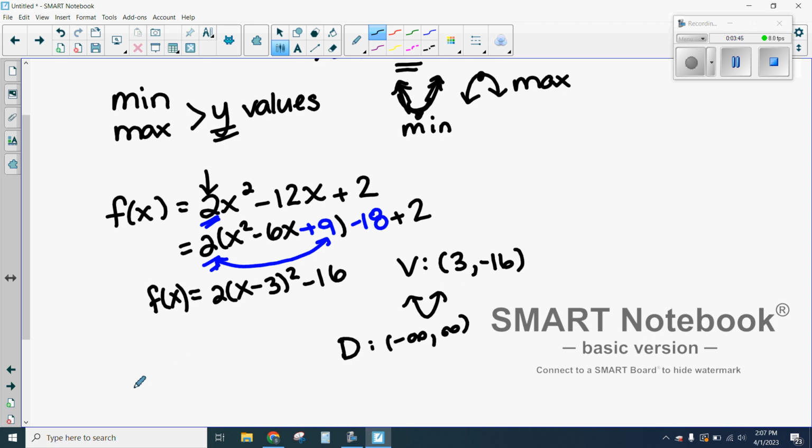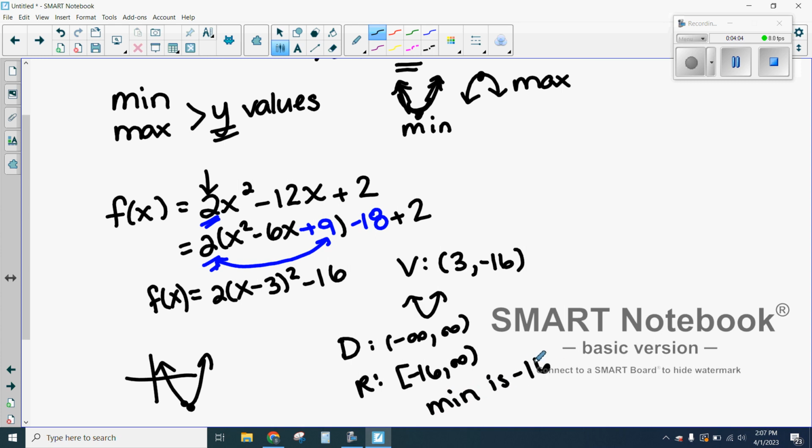Now the range will not be all real numbers. Okay, if we put the vertex at 3, negative 16, we know it opens up. That means the lowest point on the graph is negative 16. There is no highest point because it goes up forever.